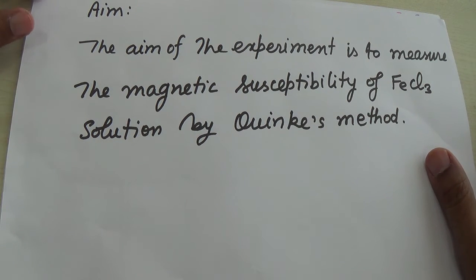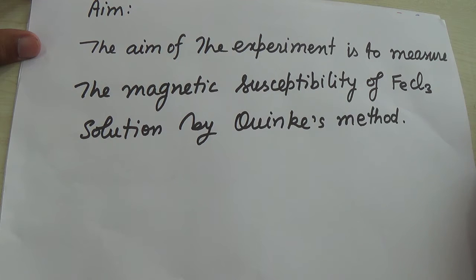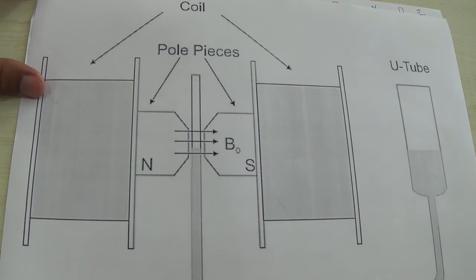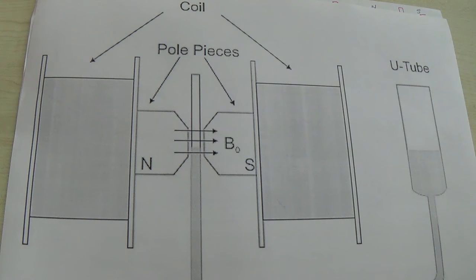In the series of magnetic materials video lectures, first I discussed the measurement of magnetic susceptibility of FeCl3 solution by Quincke's method, and then I discussed the mathematical formulation, how mass susceptibility can be defined, and the reason why the level of liquid rises up and falls down on the basis of a force which is exerted on a magnetic dipole in the presence of an external magnetic field.